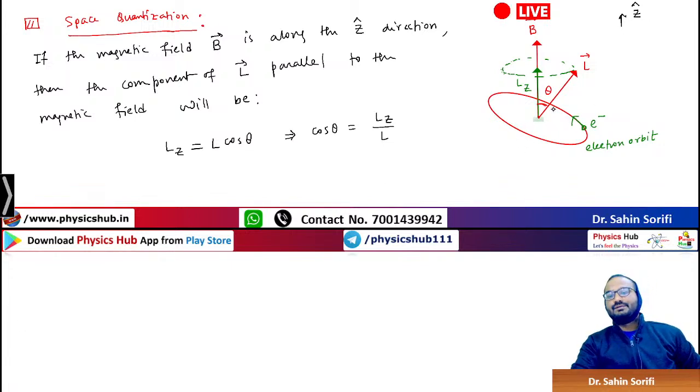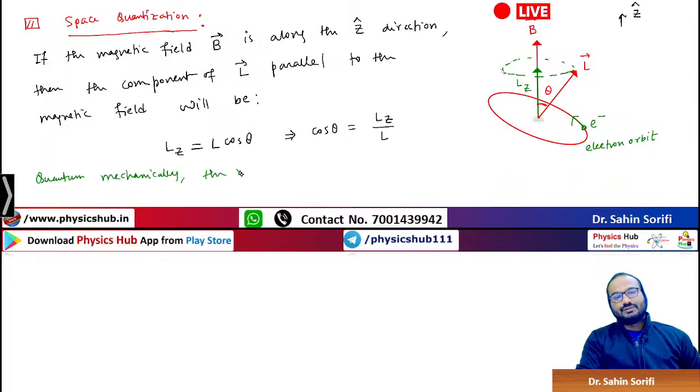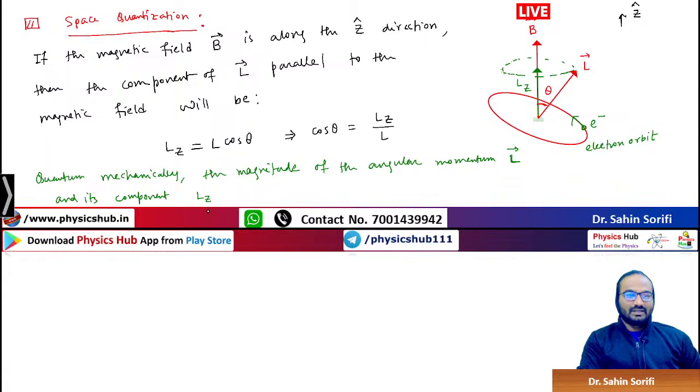Now, as per quantum mechanics, what do you know? The magnitude of L and Lz are quantized. We have discussed this while discussing the angular momentum chapter in quantum mechanics. Quantum mechanically, the magnitude of the angular momentum L and its z component Lz are quantized, meaning they can take discrete values according to the relations.